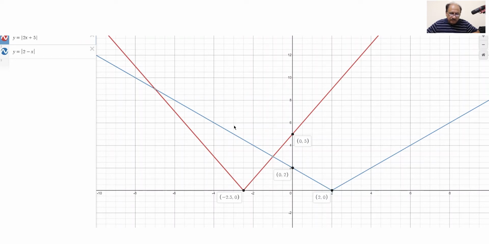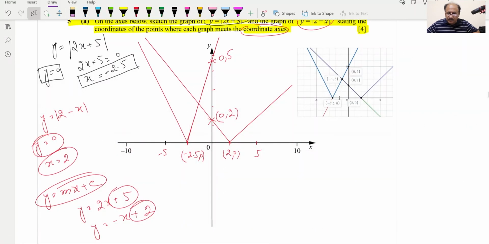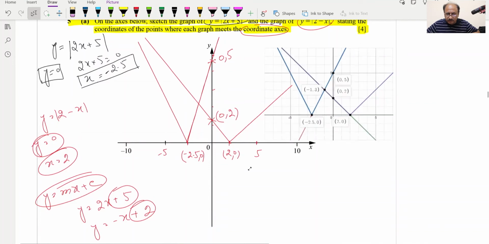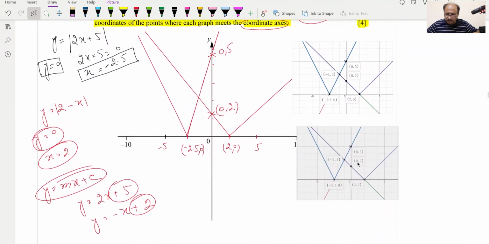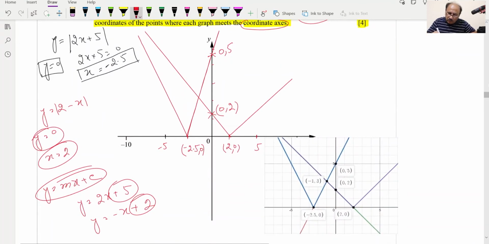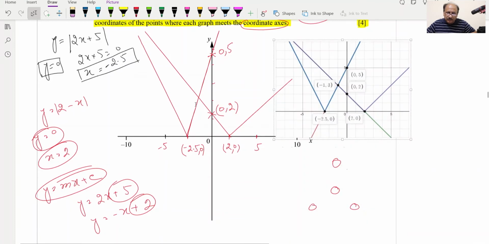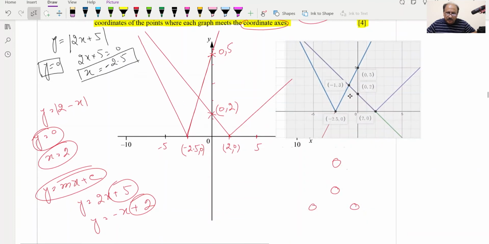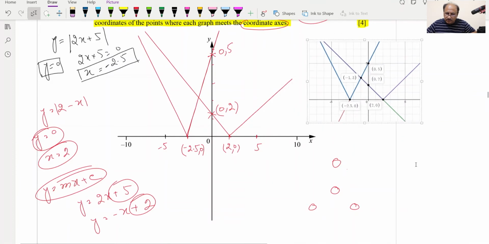So the same thing I have inserted in the paper also, and this is the drawing which I have inserted. You can see over here the points are also shown. This is (0, 5), this point, and (0, 2) is this y-intercept. These two are y-intercepts, and this is an x-intercept and another x-intercept. This is basically the exact graph which we have plotted in the software, and this is the graph which I have drawn and shown to you. Hopefully you understood each and everything.